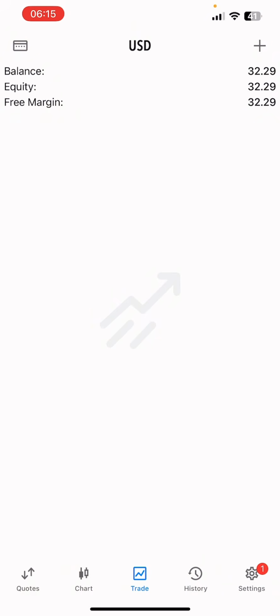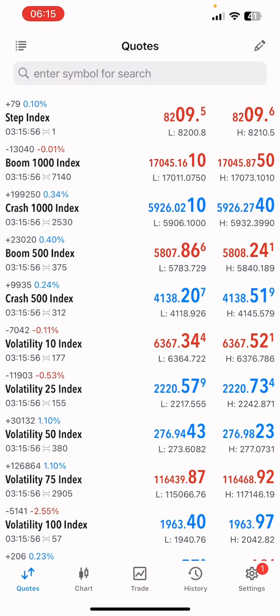It was very easy to trade these indices. It gives you a lot of cash. With your small account, you can grow your account.